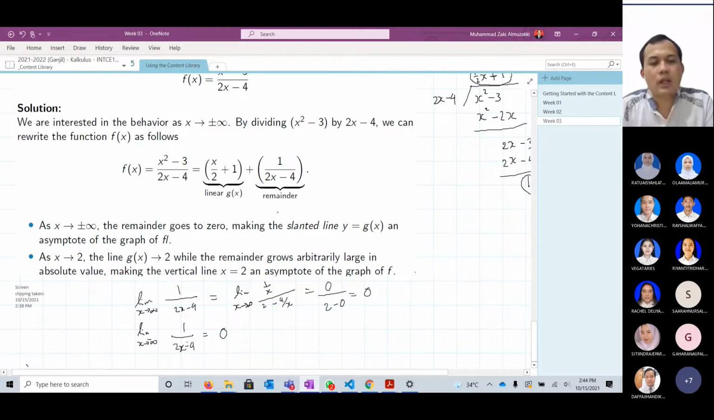Jadi kalau x-nya menuju positif atau negatif tak hingga, sisanya 0 ya. Sisanya itu nilai limitnya 0. Tapi yang depannya, yang x per 2 plus 1, dia bentuknya akan tetap mengikuti bentuk garis x per 2 plus 1. Maka di sini y sama dengan x per 2 plus 1 kita sebut sebagai asimtot juga, tapi asimtot miring karena asimtotnya berupa persamaan garis. Is it clear? Any question?